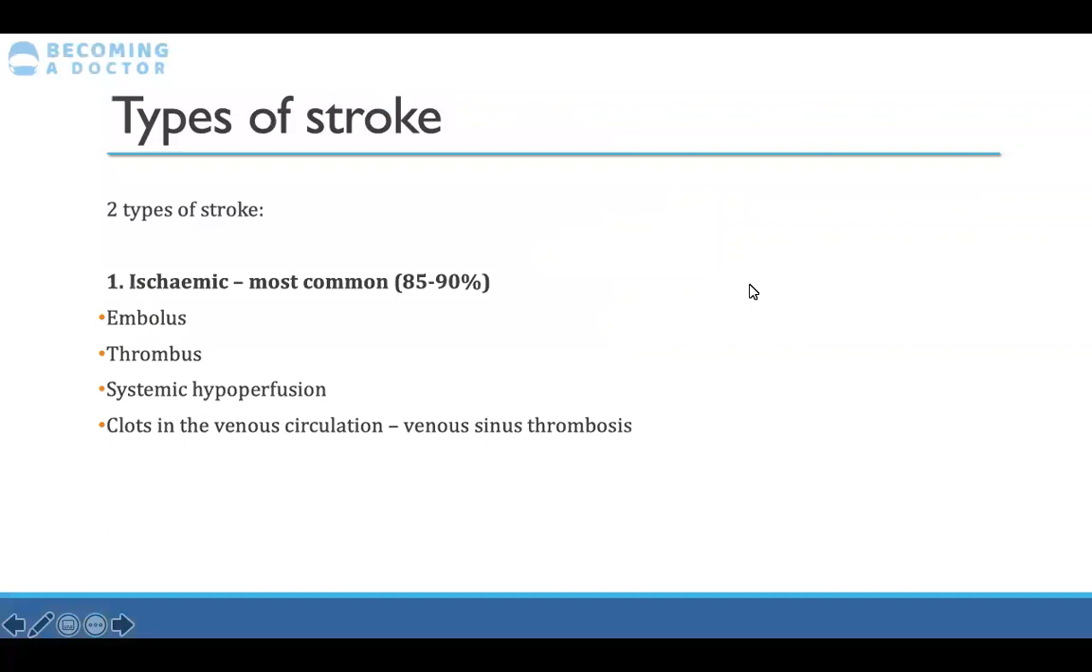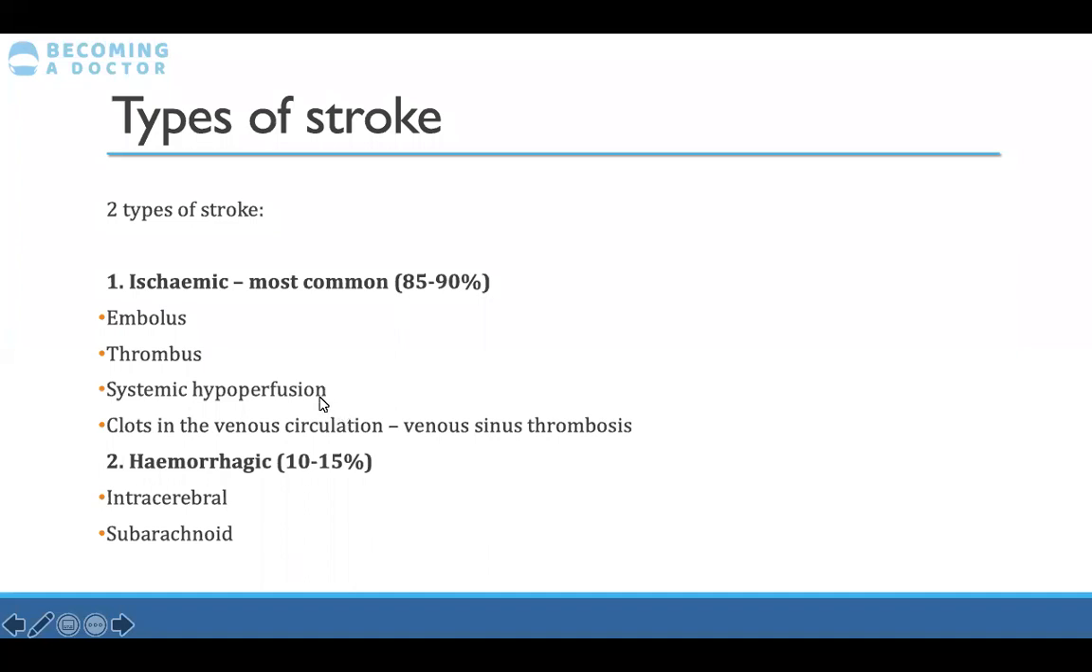So as I said before, there's two types of strokes. There's ischemic, which is most common. Around 85% of strokes are ischemic strokes, and hemorrhagic strokes, around 10 to 15% of strokes are hemorrhagic. And I've given you different types and different causes of it. So ischemic can come from an embolus or a thrombus, systemic hypoperfusion.